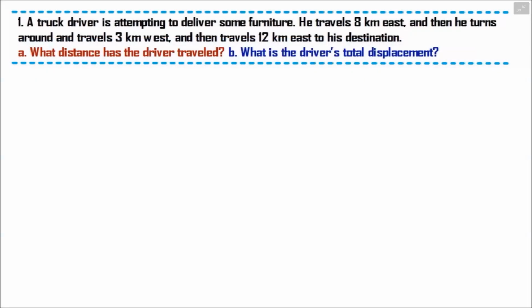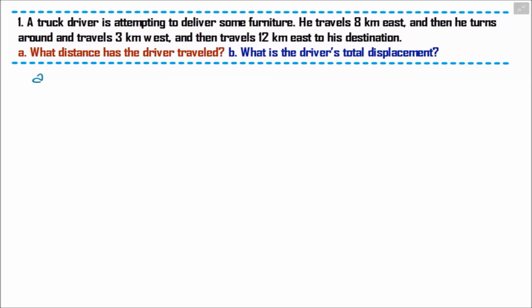Hello, welcome everyone. In this question it says, a truck driver attempting to deliver some furniture has traveled 8 km to the east and then he turns around and travels 3 km west, then 12 km east to his destination. A. What distance has the driver traveled? B. What is the driver's total displacement?